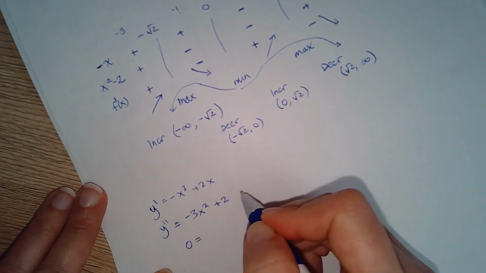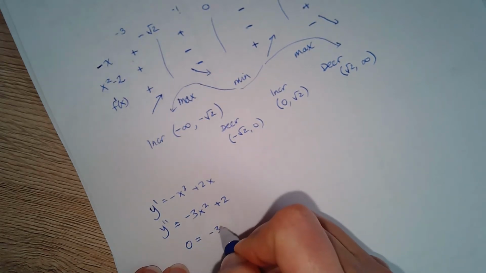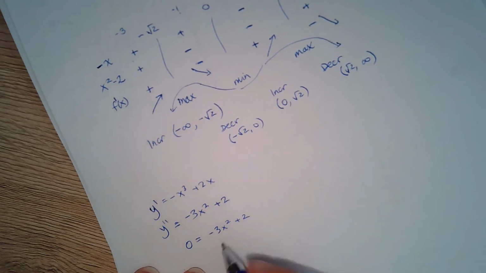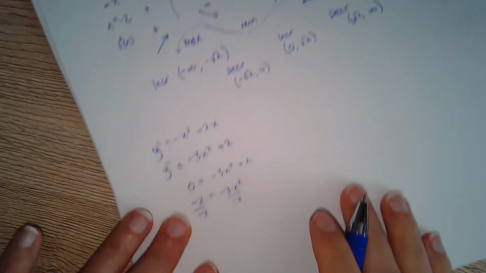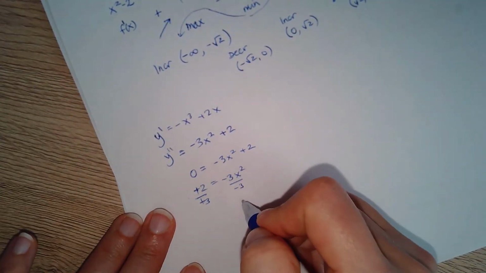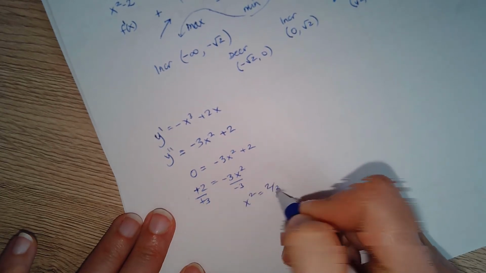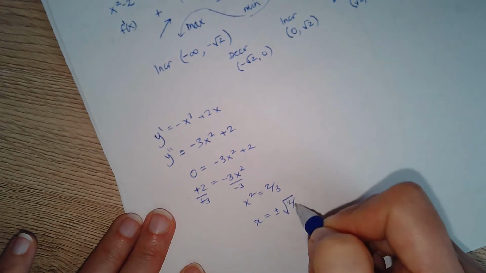So 0 equals, again, this is all for points of inflection. We're going to look at 0 equals -3x squared plus 2. And we want to figure out when this thing equals 0. So I'm just going to do this in an old-fashioned way. We're going to subtract the 2 from both sides. So -2 equals -3x squared. Divide both sides by -3. So negative divided by negative is positive. We have x squared equals 2/3, and square root both sides. X equals plus or minus root 2/3.